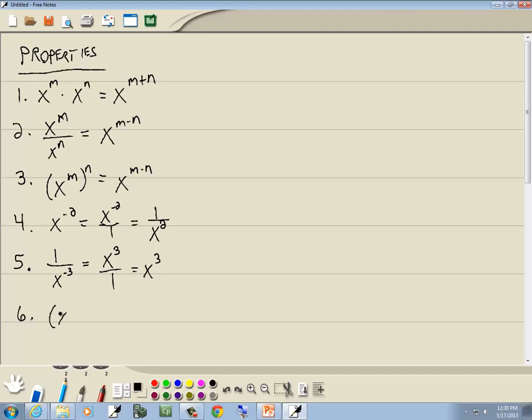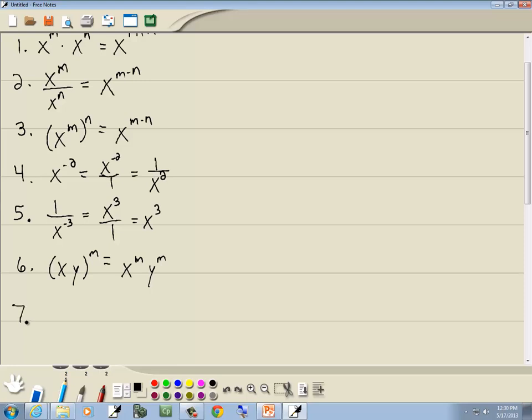This is written different ways in different books. But let's say we have x times y inside of parentheses raised to the m power. Basically, if everything inside your parentheses is either multiplied together or divided, and you're raising it to a power, you take everything to that power. So we take x to the m power, and we take y to the m power.